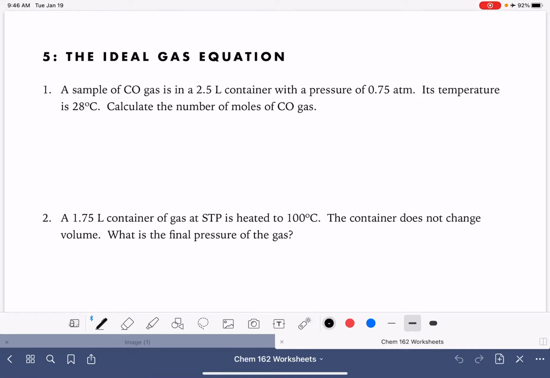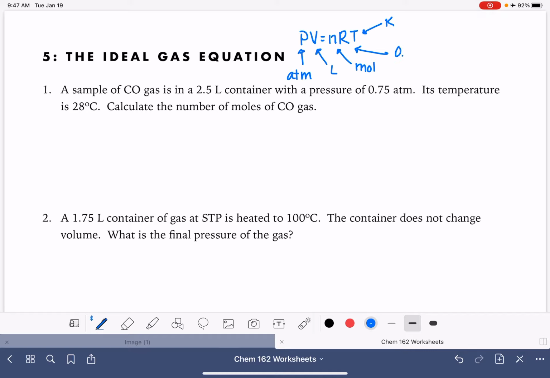In this video, we're going to work through a few problems that involve the ideal gas equation. The ideal gas equation is PV equals nRT. This is saying that the pressure of a gas in units of atmospheres times the volume of a gas in units of liters is equal to the number of moles of gas times the ideal gas constant, which I'm going to write down in just a second, and the temperature in units of Kelvin.